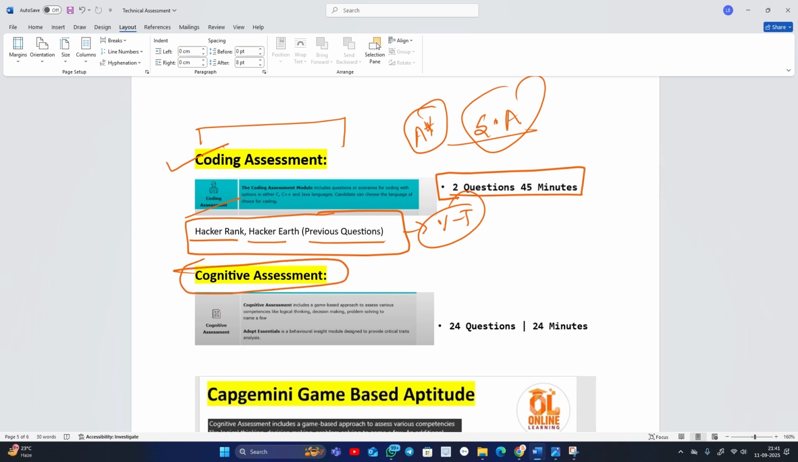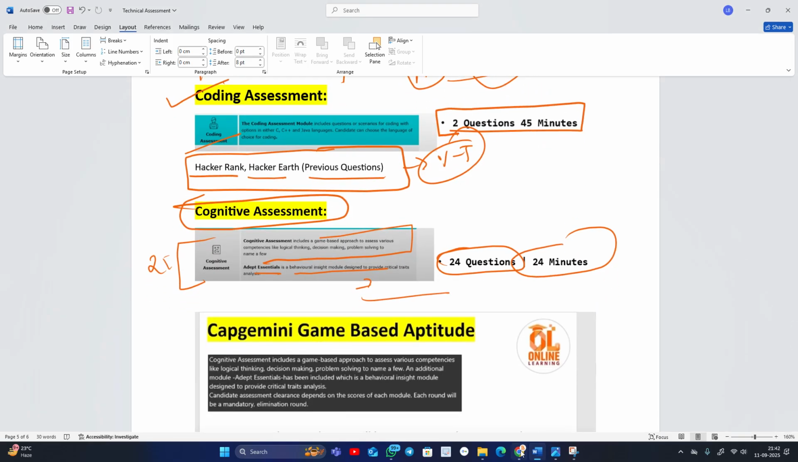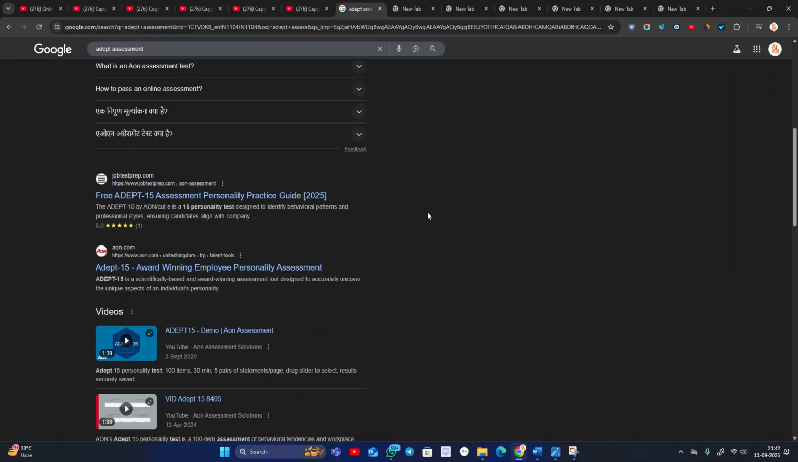The cognitive assessment is the last assessment, and two tests will be there. The cognitive assessment consists of a game-based aptitude test: 24 questions in 24 minutes. And Adapt Essential is a behavioral test, which is a personality-related test. You can go to this website and prepare for the Adapt personality test like this.